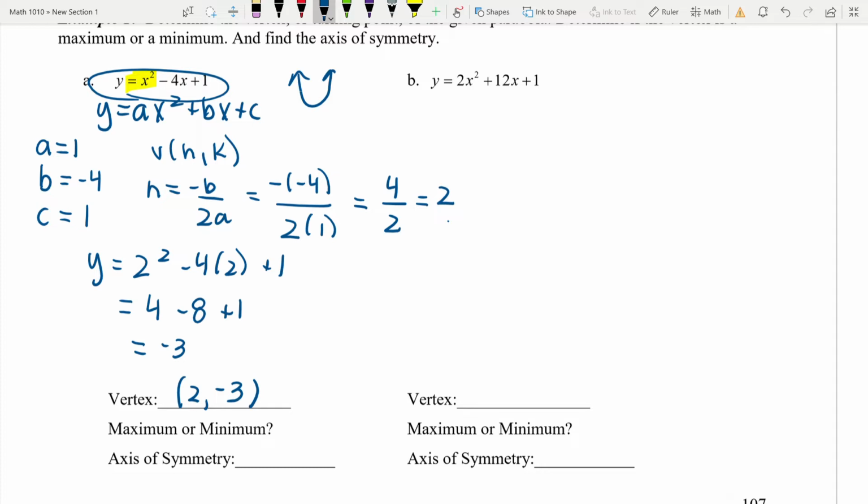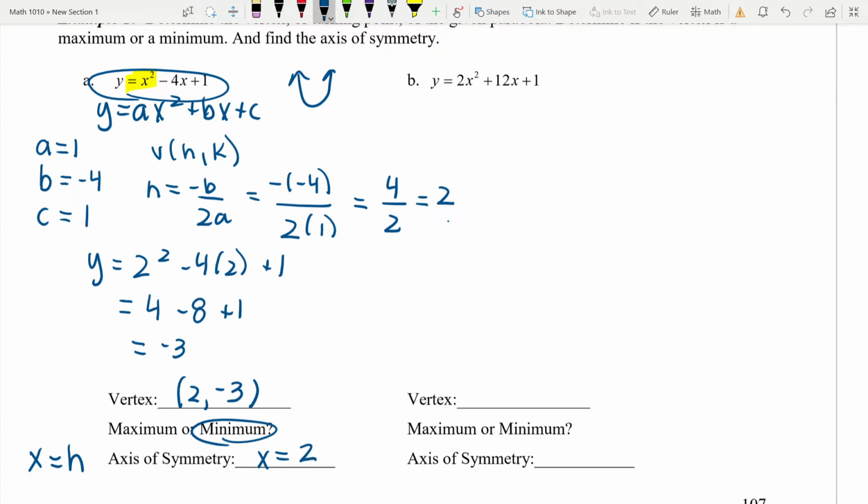So is that vertex a max, everybody, or is it a min? It's a minimum, okay? The axis of symmetry, I didn't talk about this yet. It's always x equals h. So it's so easy, you just go x equals, and then it's just the x coordinate of the vertex, which is your value of h, which is a 2. So it's just x equals 2.